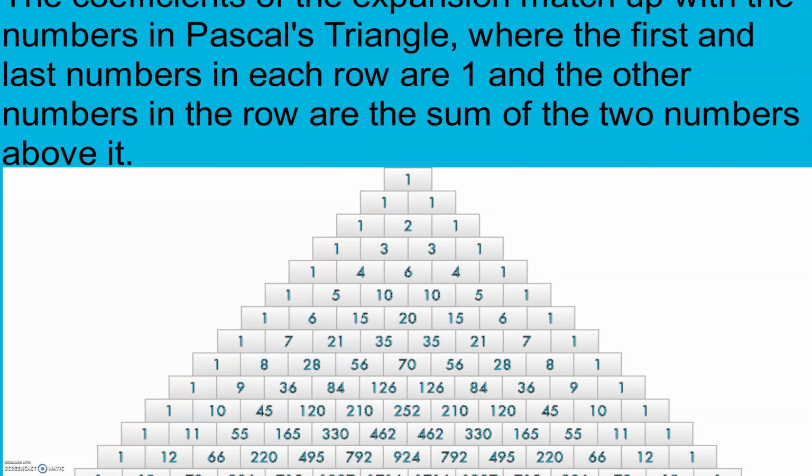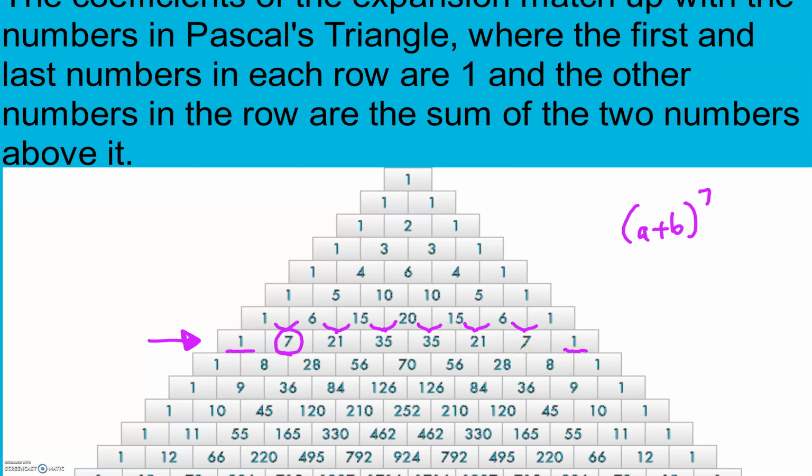So for the 7th power, for example, if we had a plus b to the 7th power, we would use the row with 1, 7. The ends are both going to be 1. And to get the numbers in between, we take the row above it. 1 plus 6 gives me 7. 6 plus 15 gives me 21. 15 plus 20 gives me 35. 20 plus 15 gives me 35. 15 plus 6 gives me 21. 6 plus 1 gives me 7.